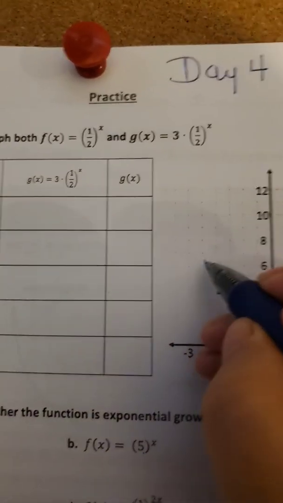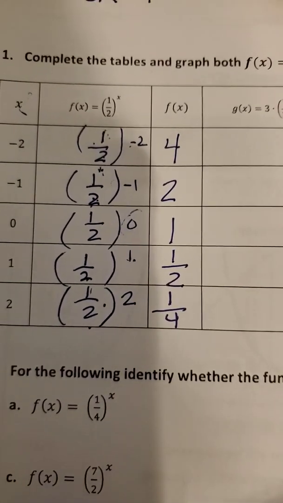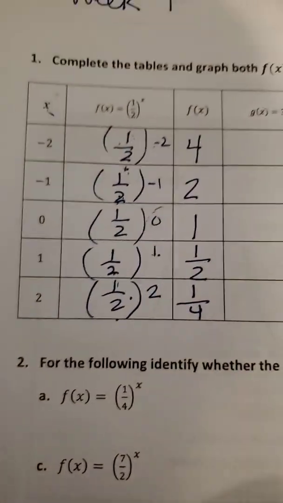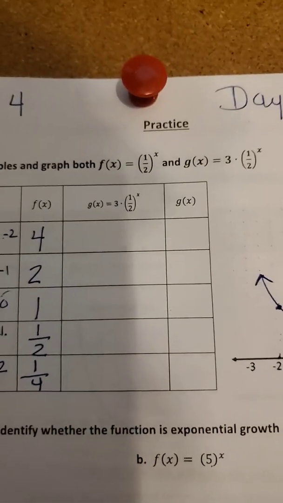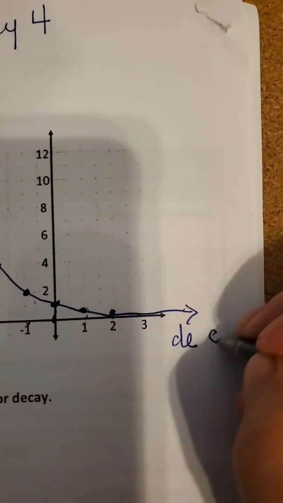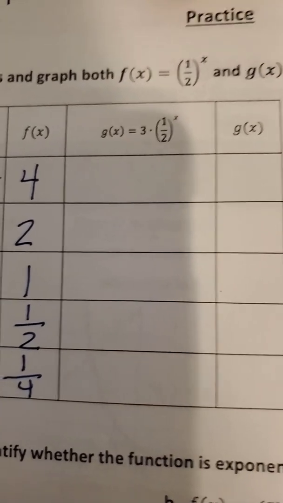So I'm going to go ahead and draw that line there, and put the arrows. With this one, you notice the numbers are getting smaller. So this is called decay. We could just write that there, or we'll put it on the graph for this one. Decay.